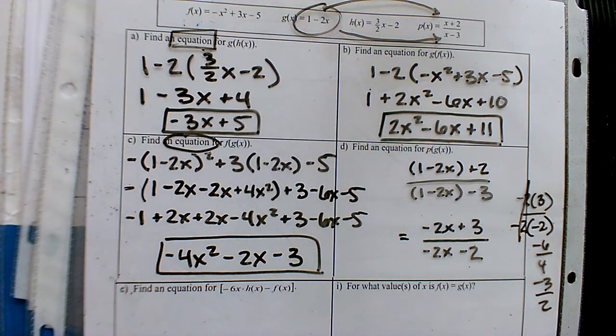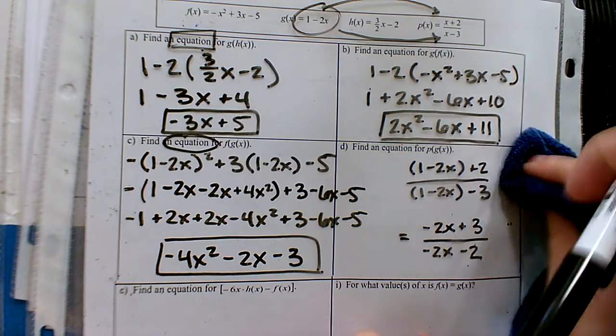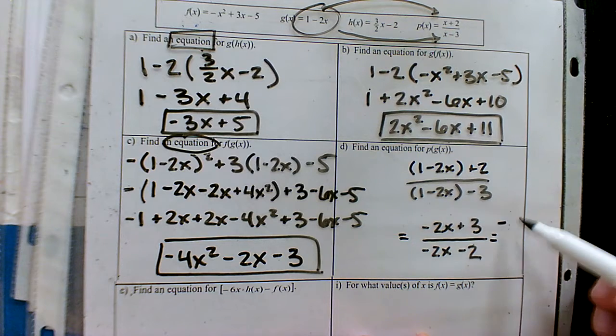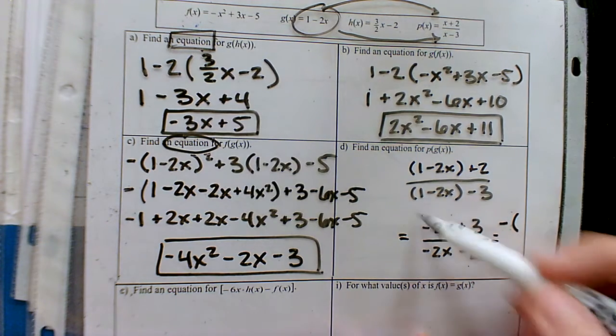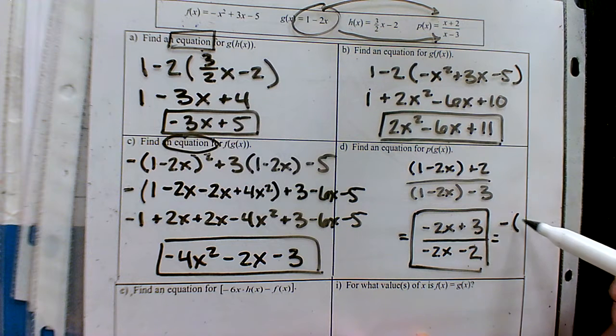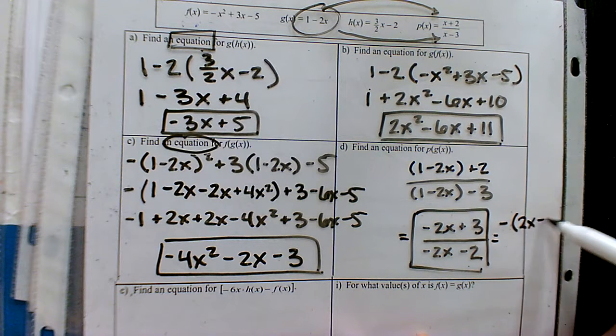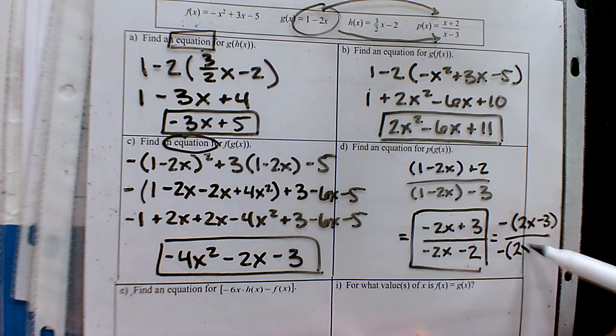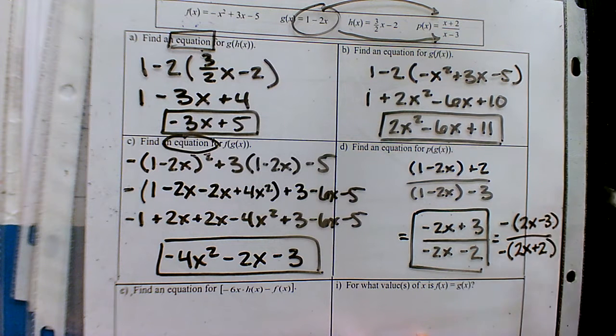Yes? Could you take out a negative from all the terms there? Okay, so try this. If you take a negative out of the top, you could leave it like this definitely. But if you chose to go that route, take a negative out of the top, this would be 2x minus 3. Take a negative out of the bottom, 2x plus 2.